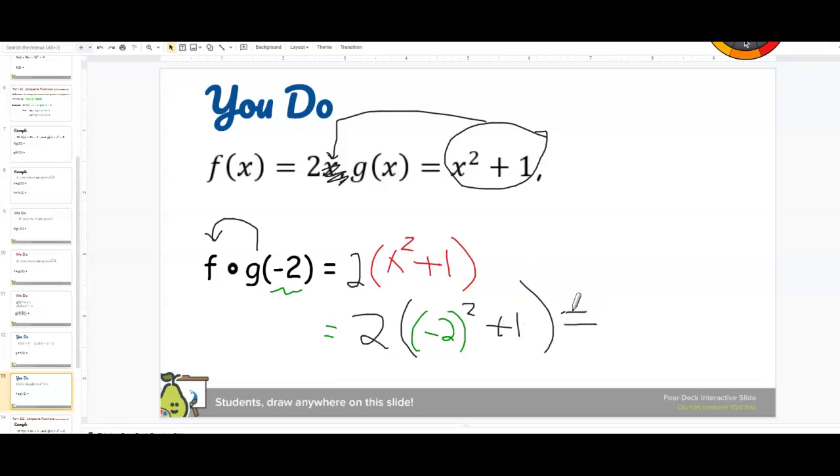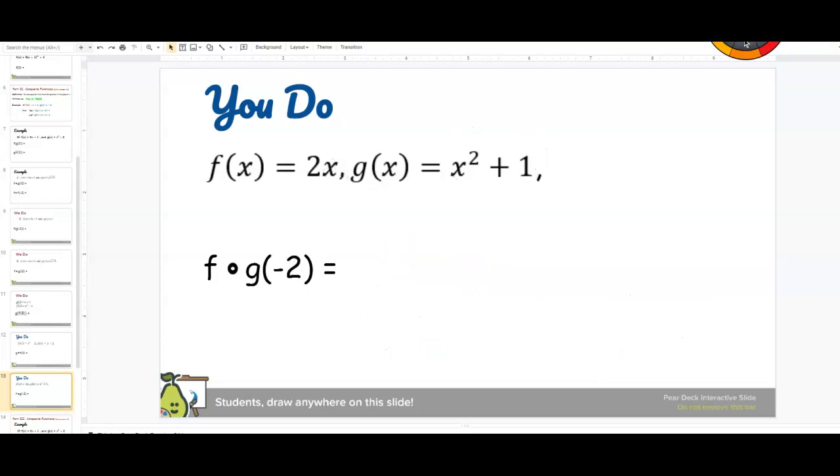And now put everything in the calculator, including the parentheses. So here, -2 squared is +4. 4 plus 1 is 5. 2 times 5 is 10. And that's it. Okay, so this is a composite function. And finally, when you have a number inside of the parentheses, you are going to replace the composite x by the number. And the result is a number.